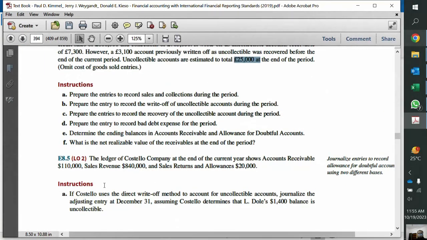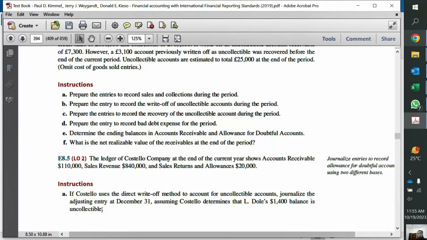Okay, so now this says that my accounts receivable are 110,000 towards the end of the period. My sales revenue is this and my sales returns are this. If the company uses the direct write-off method to account for uncollectible accounts, journalize the adjusting entry at December 31, assuming Calder determines that a 1,400 balance is uncollectible, right?